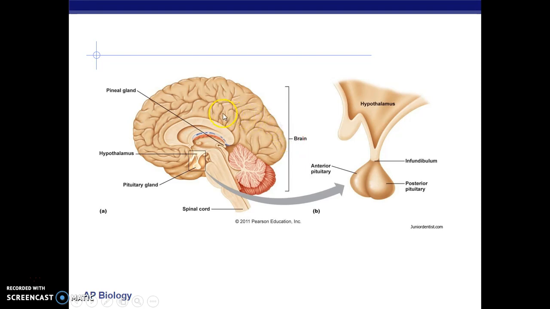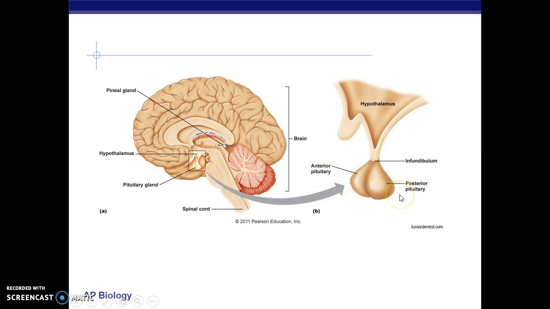Okay? So any signals from the nervous system that need to talk to the endocrine system go through the hypothalamus. Okay? And the hypothalamus talks, in quotation marks, to the endocrine system using the pituitary, or the pituitary gland. And the pituitary gland is located right below the hypothalamus. And there are two parts of the pituitary gland, the anterior pituitary and the posterior pituitary.